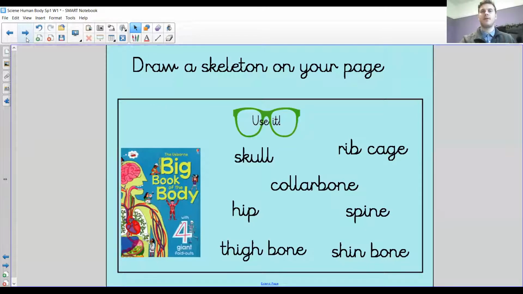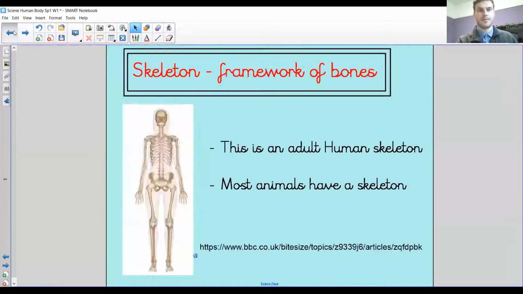So, you have now got your first task. I would like you to draw a skeleton, okay? You can use this image to help you, okay? Or if you've got your own or you want to find one online, you can draw it.